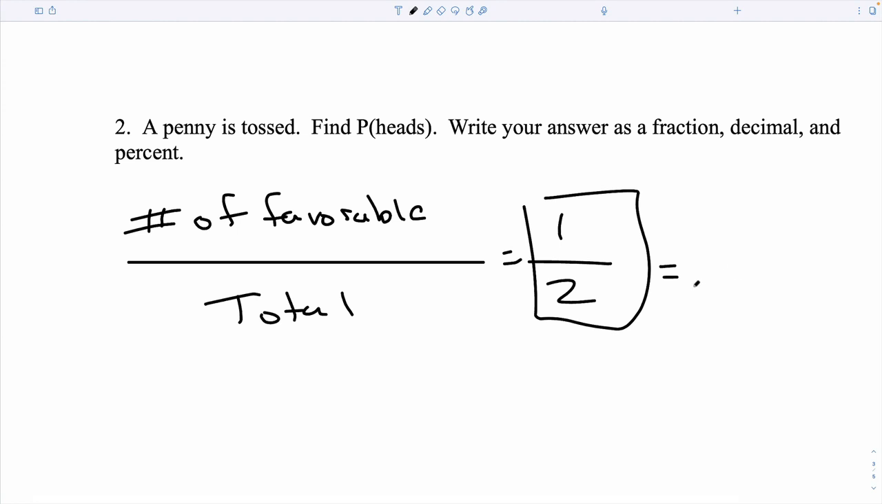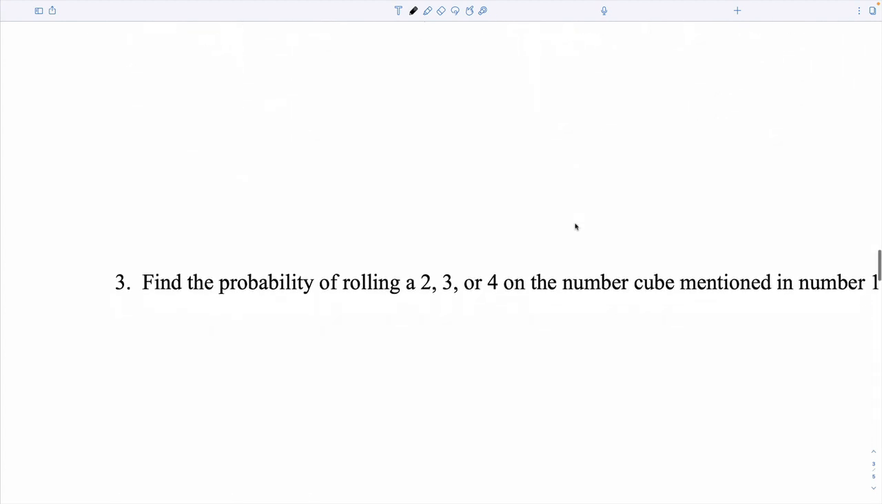1/2 is the fraction. What's the decimal for that? Possibly have it mentally, Kierland. And then the percentage. 50% if you move it twice. Okay, so far so good. That is how you do simple probability.